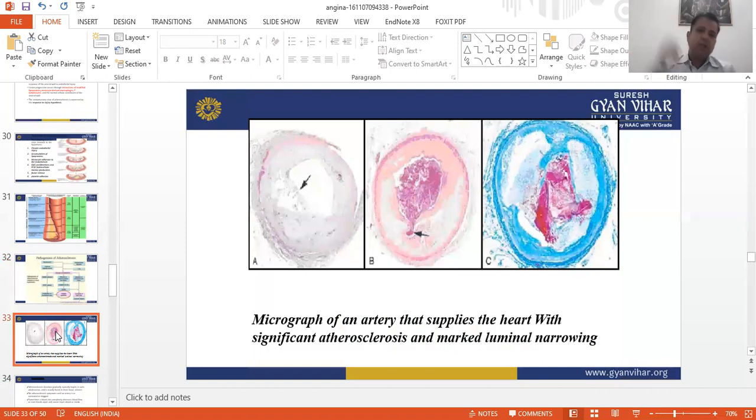Now, in an angiogram of an artery that supplies the heart, there is significant atherosclerosis and marked luminal narrowing. You can see the difference in this image.